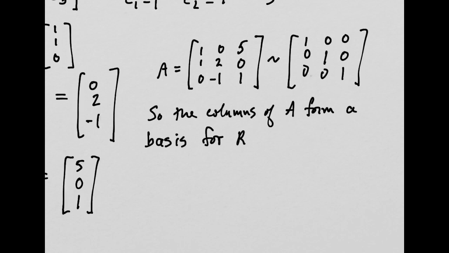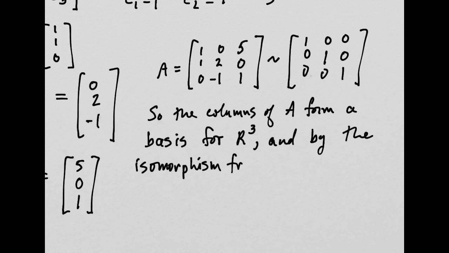And here's the punchline. By the isomorphism from R3 to P2, you could also say from P2 to R3, because remember, it goes in both directions, B is a basis for P2.